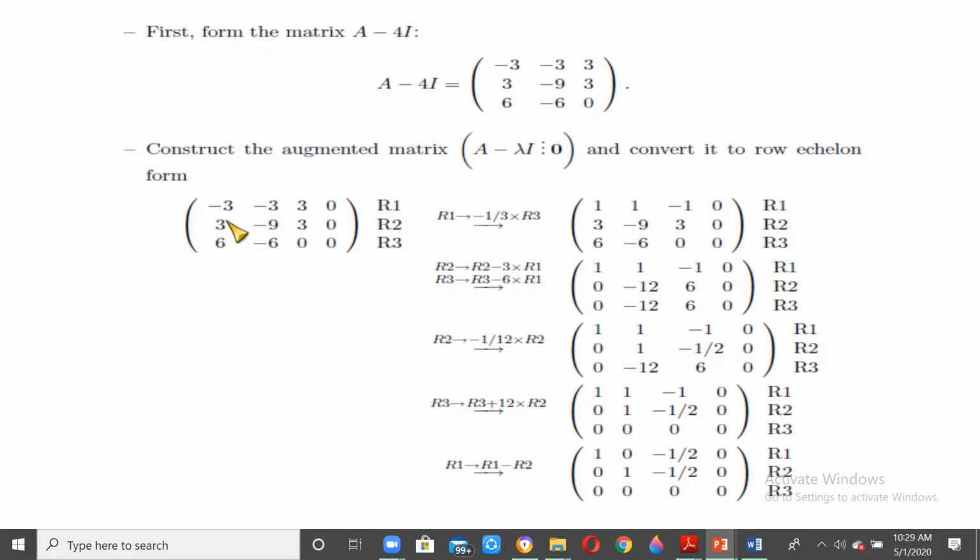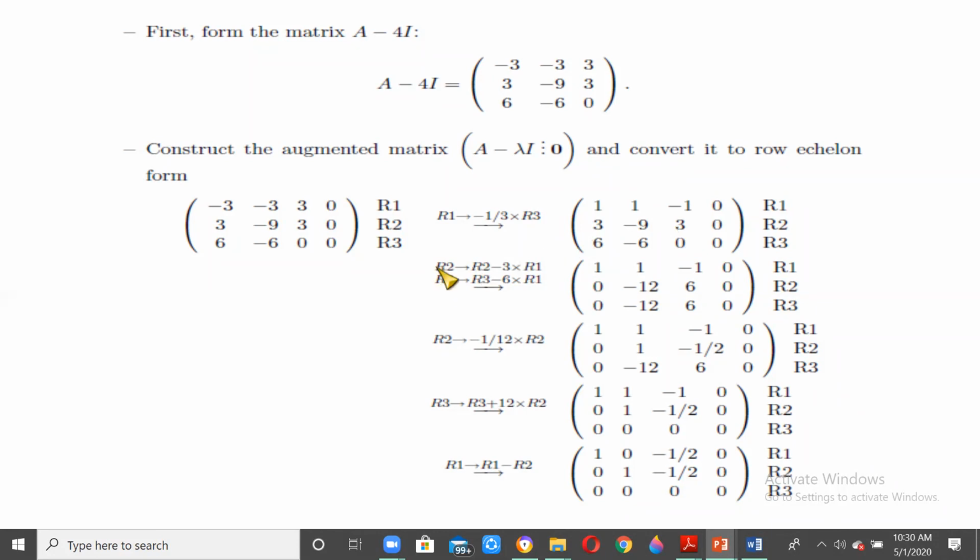So what do we do? We should somehow make this equal to 0. First, divide R1 by minus 1 by 3, so that this value becomes 1. So 1, 1, minus 1, 0 is what we are getting here. After that, we try to make this equal to 0 and then this equal to 0.